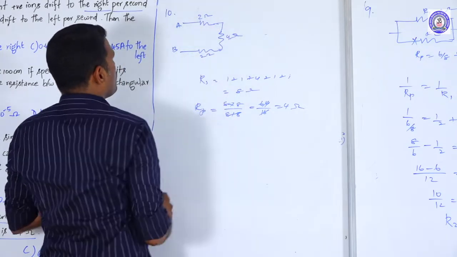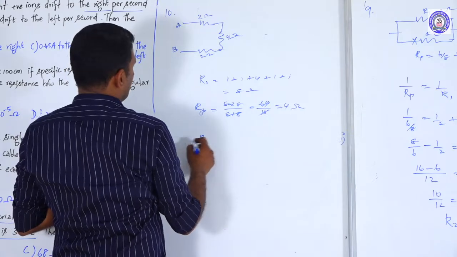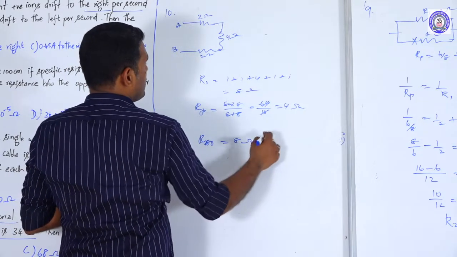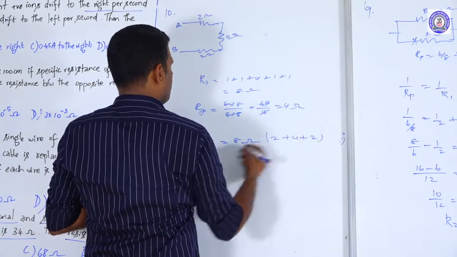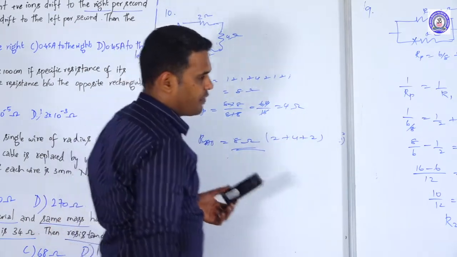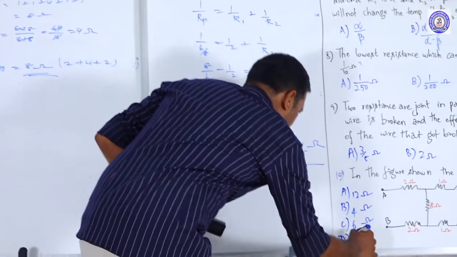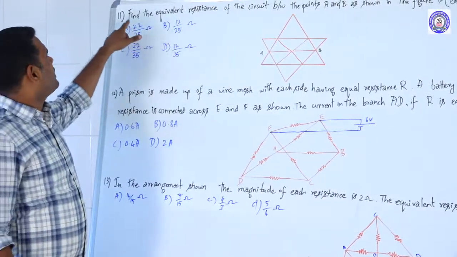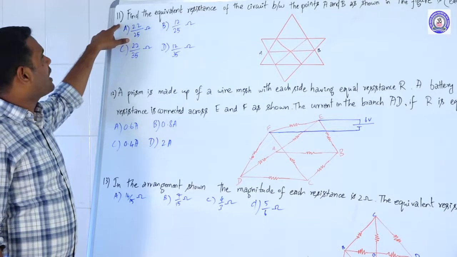2 ohm, 4 ohm and 2 ohm are in series across AB. So this is once again 8 ohm, which is 2 plus 4 plus 2, 8 ohm. So effective resistance is 8 ohm. That is the option. As a continuity, we shall go on to question number 11.